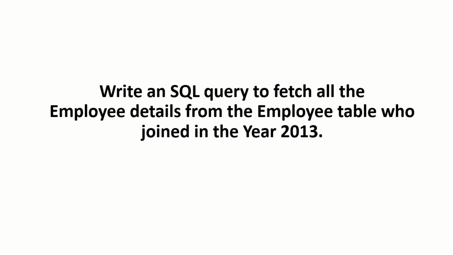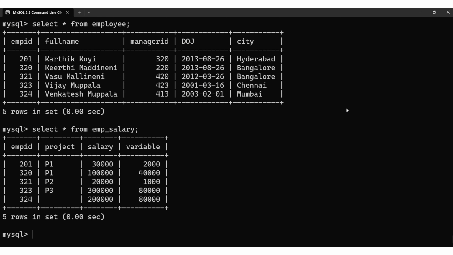The next question is: write an SQL query to fetch all the employee details from the employee table who joined in the year 2013. I have the first table as employee. Here I have DOJ, which is date of joining. In this field, we have the values of when the employees joined the organization.